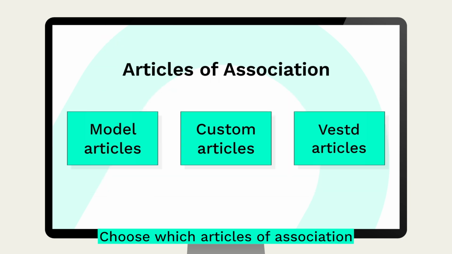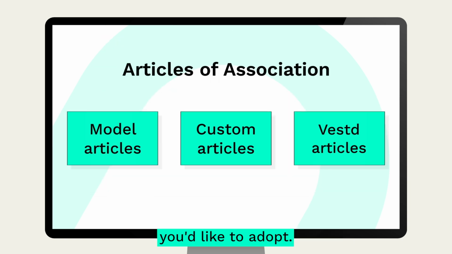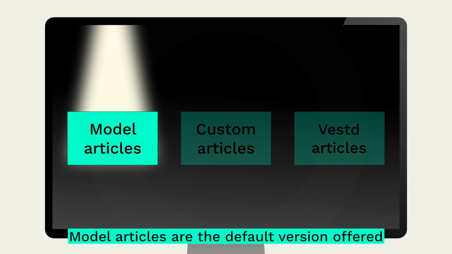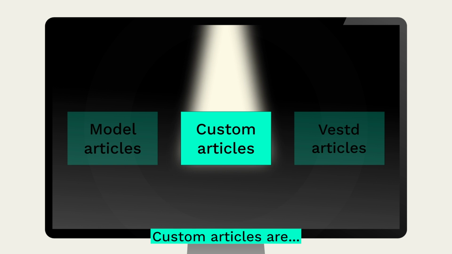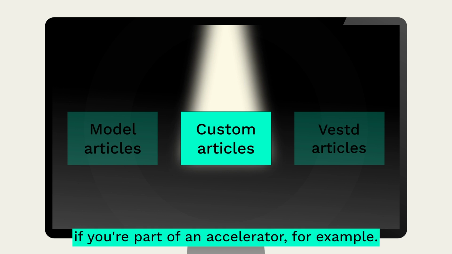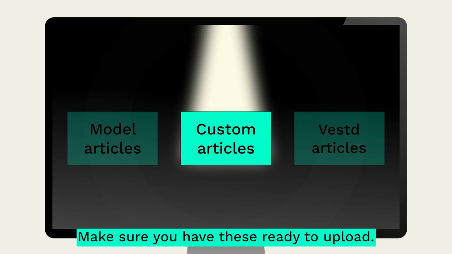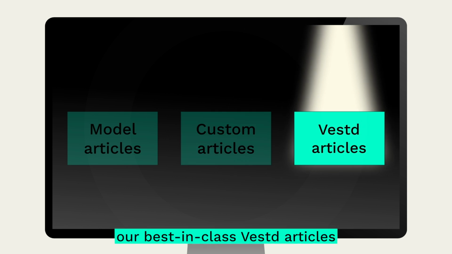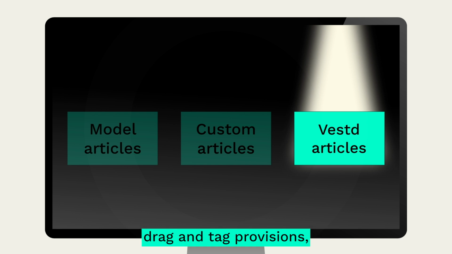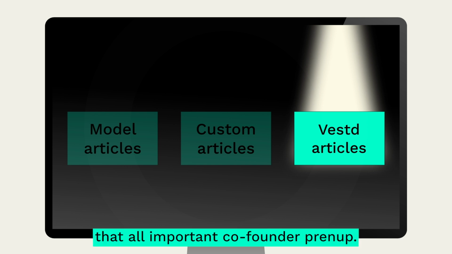Choose which articles of association you'd like to adopt. Model articles are the default version offered for free by Companies House. Custom articles are, well, custom. You might be using these if you're part of an accelerator, for example. Make sure you have these ready to upload. Or you can adopt our best-in-class vested articles, which include leaver clauses, drag and tag provisions, and conditional growth shares so that you can set up that all-important co-founder prenup.